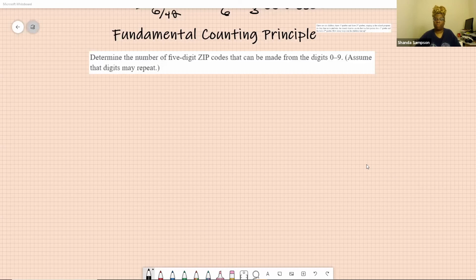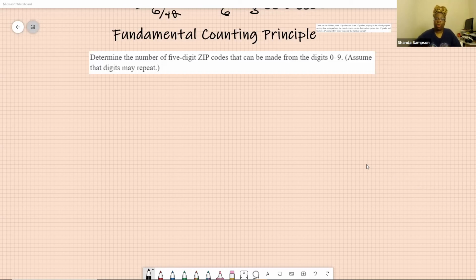Let's do this problem. Now I'm going to rearrange this problem for a second part, just to show you the difference in the fundamental counting principle. This problem says determine the number of 5-digit zip codes that can be made from the digits 0 through 9. Assume that digits may be repeated, which is important.